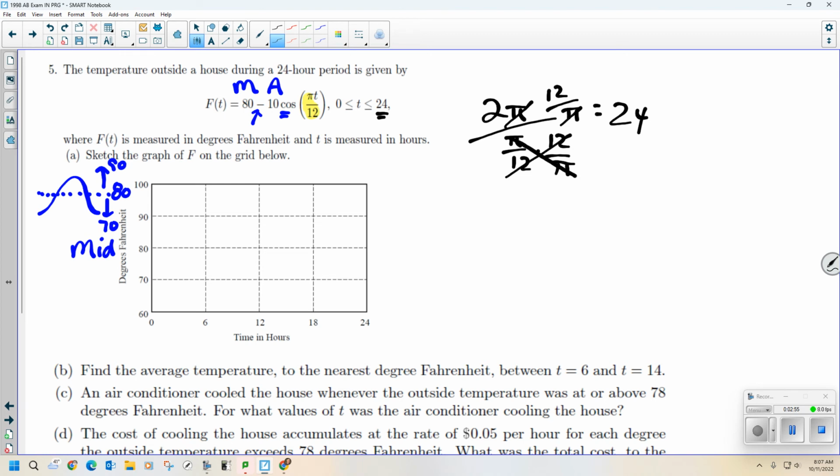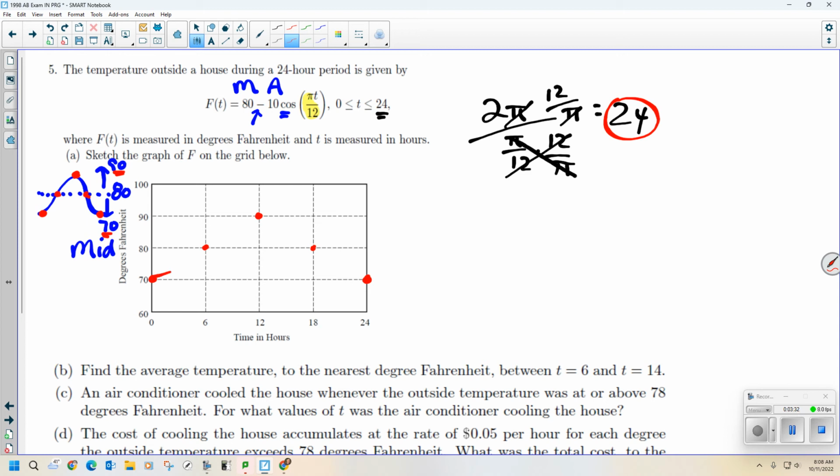All right, so let's start this. I'm going to start down here at 70. I'm going to end at 70. Where is it going to end? At 24. So 70 at 24. My high point is going to be exactly in between those at 90. So between 0 and 24, at 12, I'm going to go up to 90. And in between those is where I'm going to have my middle points at 80.